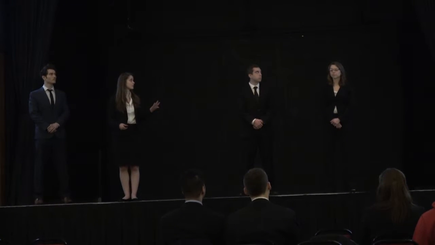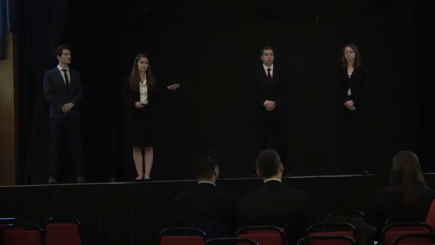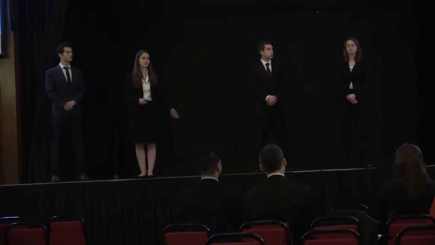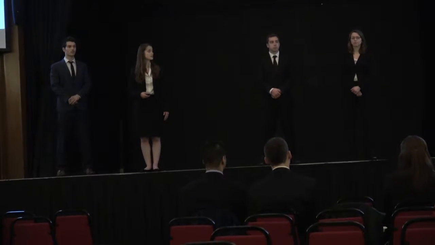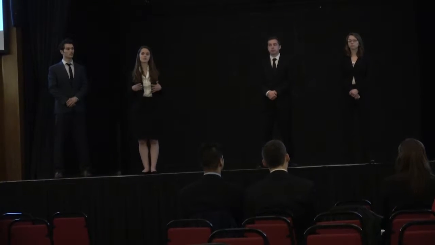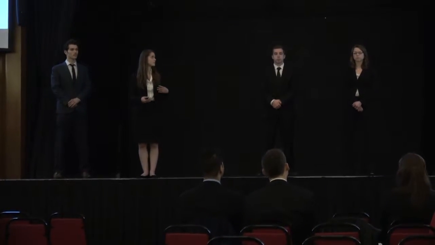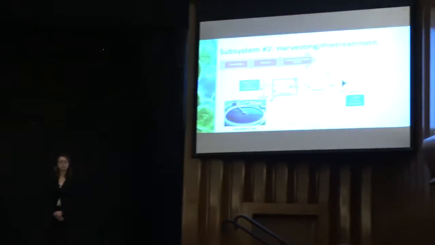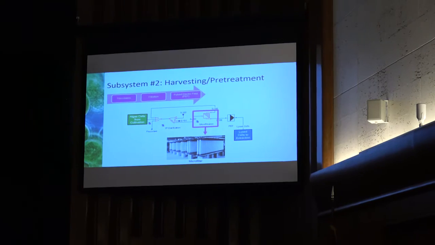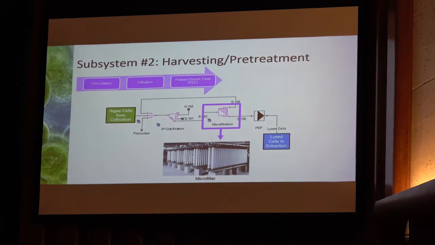So starting on the left, with our algae cells from cultivation, we're going to mix it with a flocculant and send it to an IP clarifier. As you can see from the picture, that's what a clarifier tank would look like. In this tank, the algae cells are going to clump together and settle to the bottom of the tank. When this happens, we're going to more easily be able to remove water and therefore concentrate them. Then these clumped algae cells are going to be sent to a filter, an example is shown here. In this filter, again, we're going to remove more water to be able to further concentrate these cells.